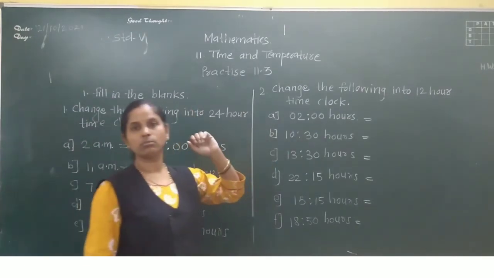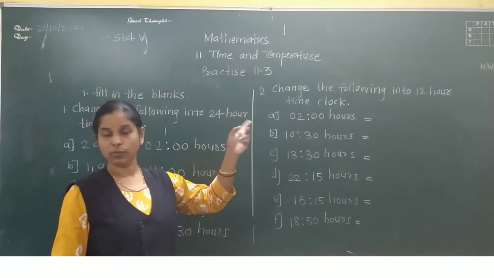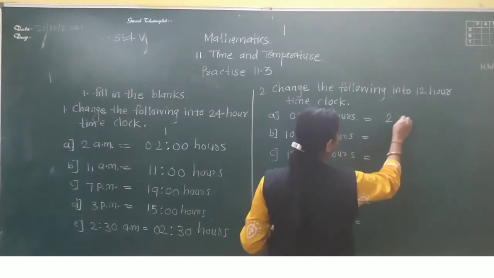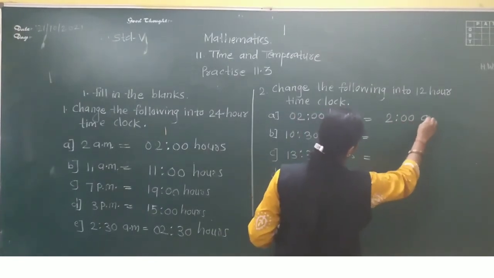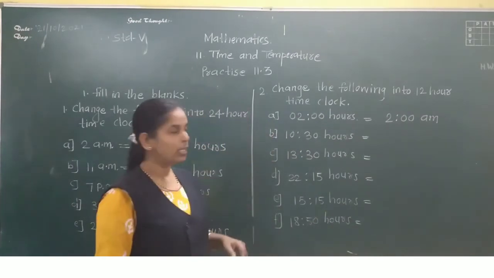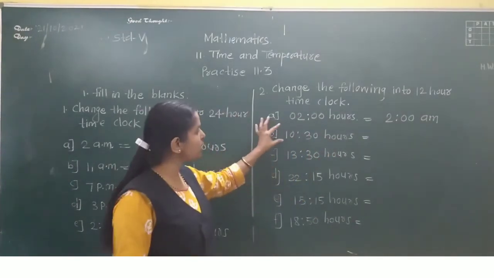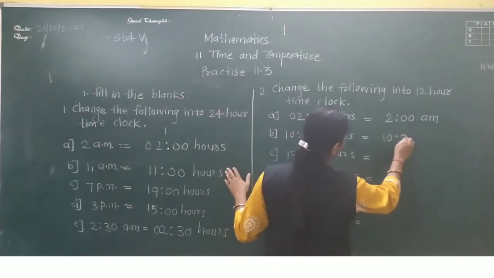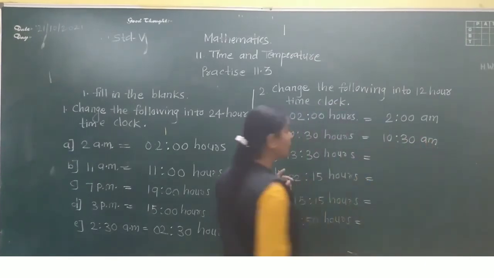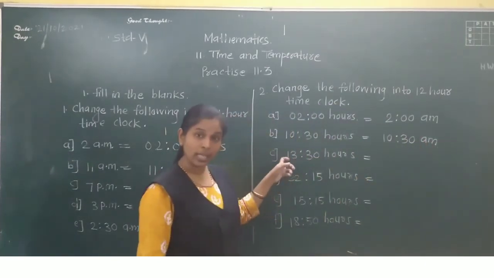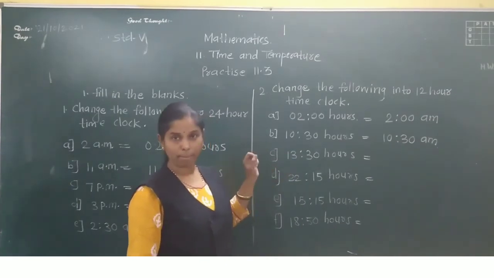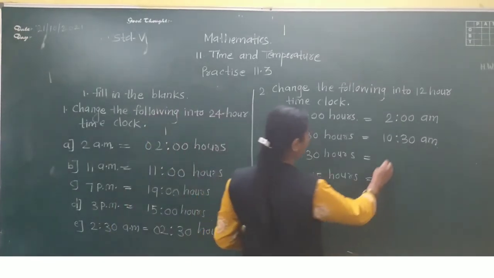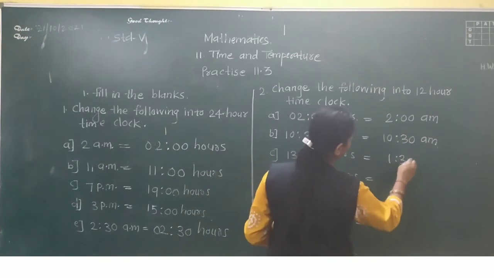Now we are seeing 2 hours. The number is from 1 to 12, so it is definitely 2 AM. Next, 10:30 hours. Again, the number is less than 12, so it is morning time only, 10:30 AM. Now look at 13:30. It is greater than 12, which means it is PM, afternoon. After 12, 13 comes as 1, and the minutes will remain the same. So 1:30 PM.